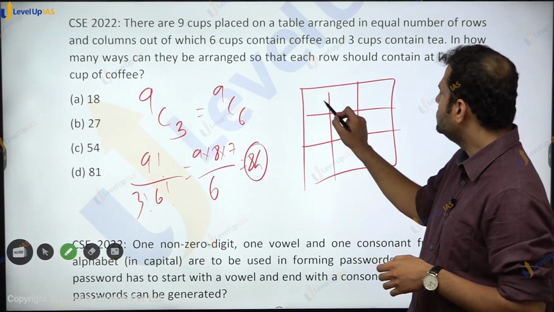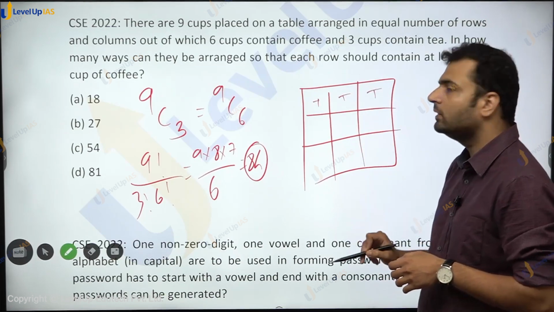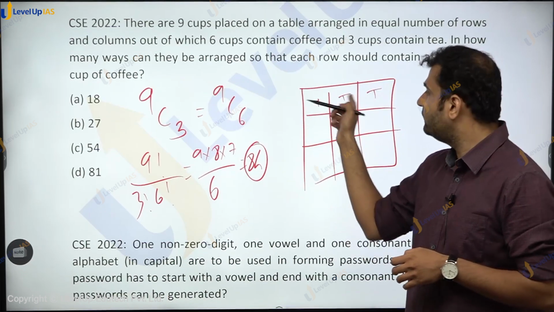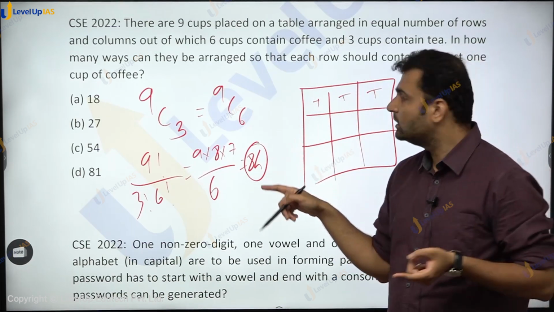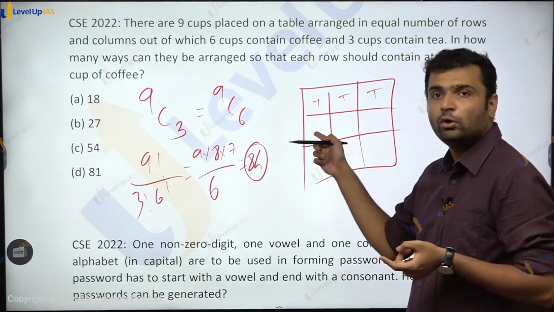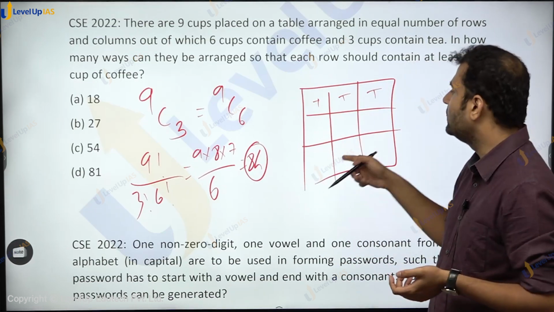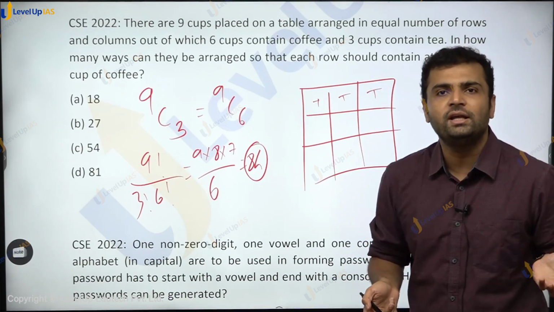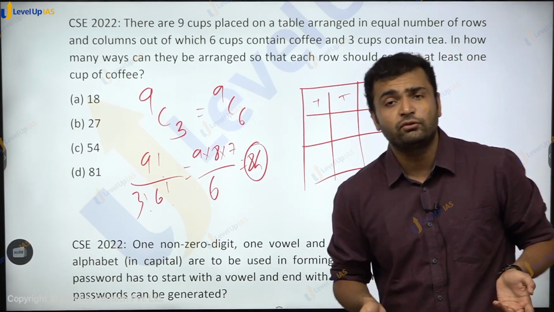वो कब होगा? जब यहाँ पे टी ऐसे आएंगे, then we will not have any coffee in this row. That is case number 1. Second, ये तीनों टी बीच वाले रो में आ सकते हैं. थर्ड, तीनों टी नीचे वाले रो में आ सकते हैं. That is the only thing. These are the only 3 cases when there will be no cup of coffee in a row.